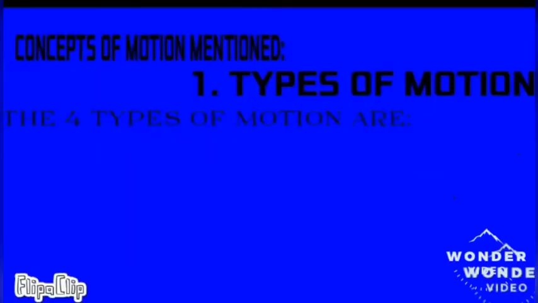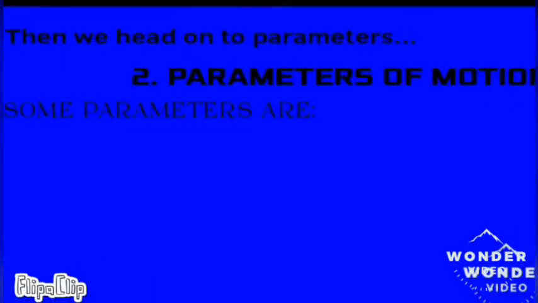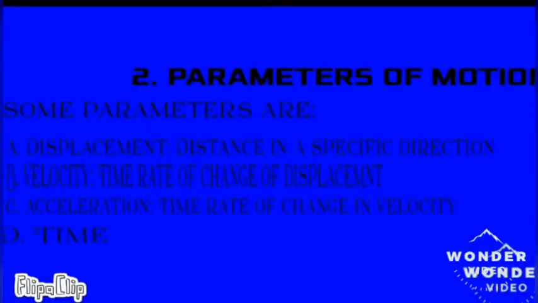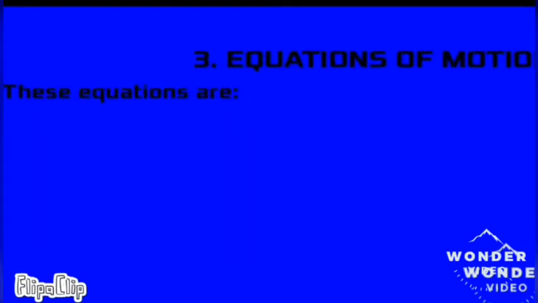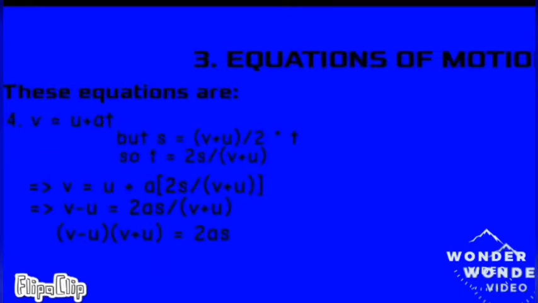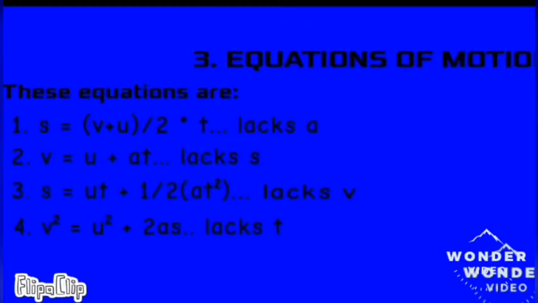Concepts of motion are types: random, rotational, oscillatory, and translational. Parameters: displacement, velocity, acceleration, and time. The four equations of motion are: 1. S equals (V plus U) over 2, times T. 2. V is equal to U plus AT. 3. S is equal to UT plus half AT squared. 4. V squared is equal to U squared plus 2AS.